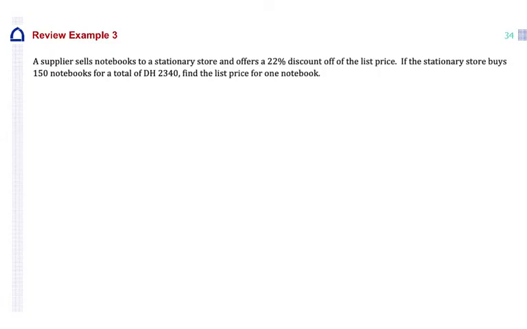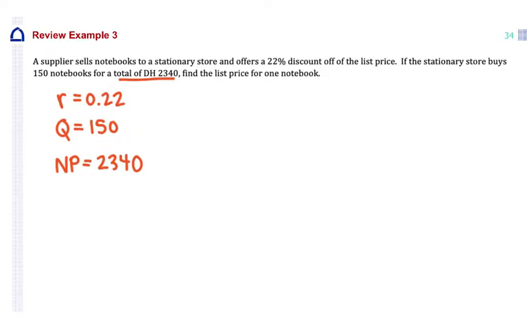Okay, last example to review. We've got notebooks being sold at a 22% discount. So R equals 0.22, and they buy 150 notebooks. That's the quantity. Quantity is 150. The total is 23.40. So the price that the store is paying is going to be the net price, right? The store always has to pay a cheaper price so that when they resell it to the customers, they can sell it for more. So what the store pays to the supplier is the net price.